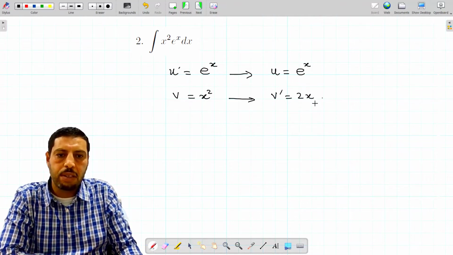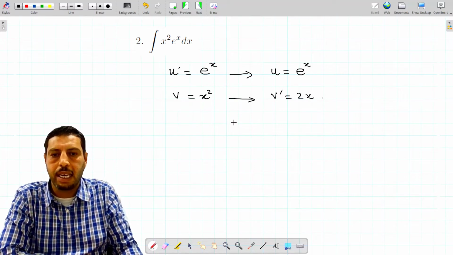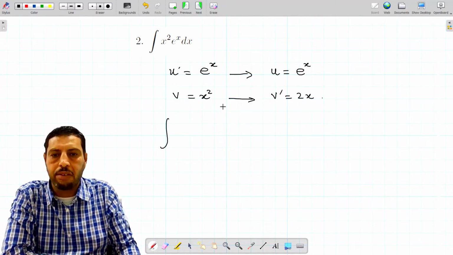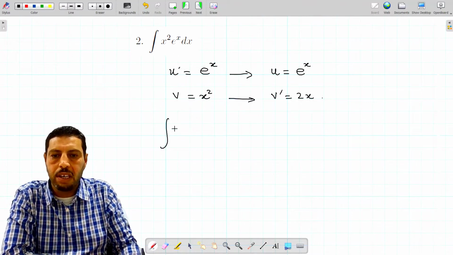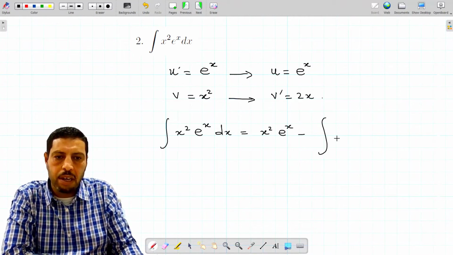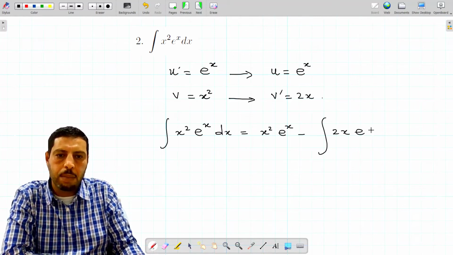We didn't get rid totally of this polynomial, but you will see that we need a second integration by parts. So let's first apply the integration by parts rule to this integral. So the integral of x squared exponential x dx equals u times v. It means x squared exponential x minus the integral of u times v prime. It means 2x exponential x dx.